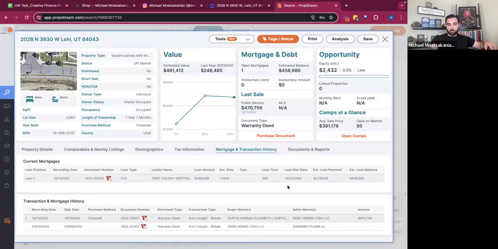So 7% interest, 12/11/2022, 7%. Oh, that'd be terrible, especially then. I mean, interest rates weren't that high that early, were they? But it said estimated loan balance. So their original loan amount, this is what we need, the 466,099. That was their original loan amount.